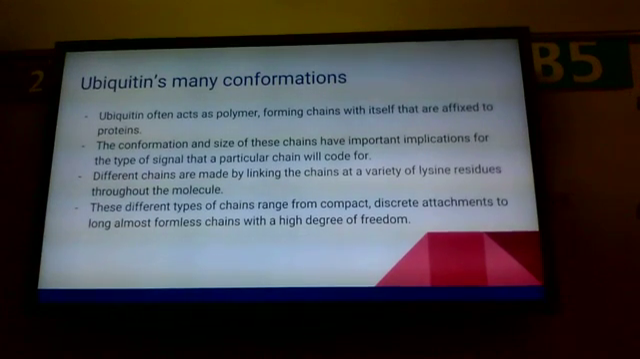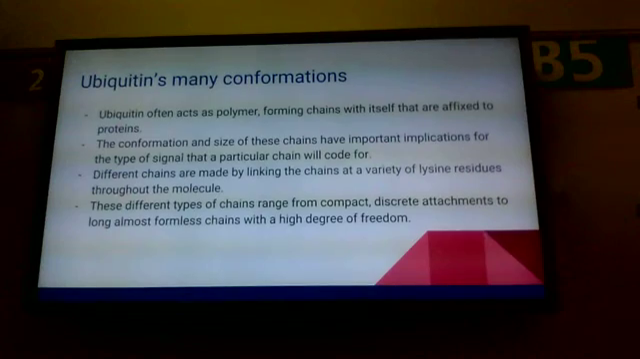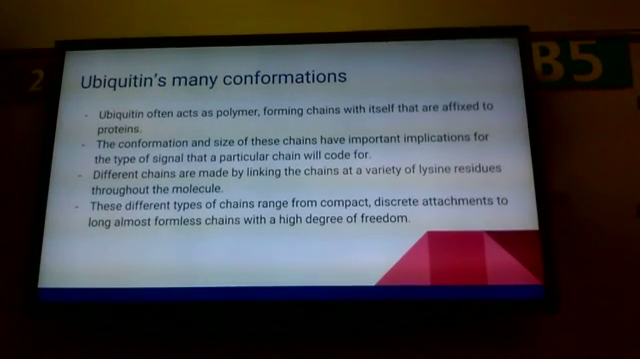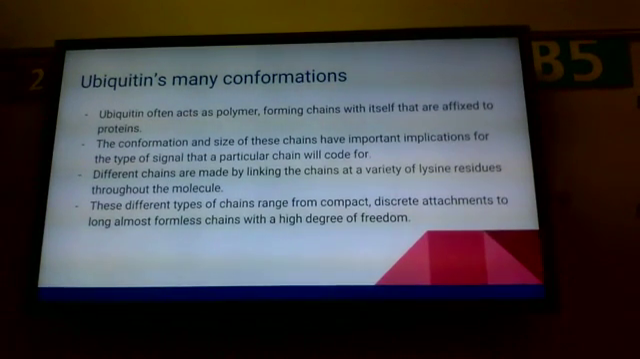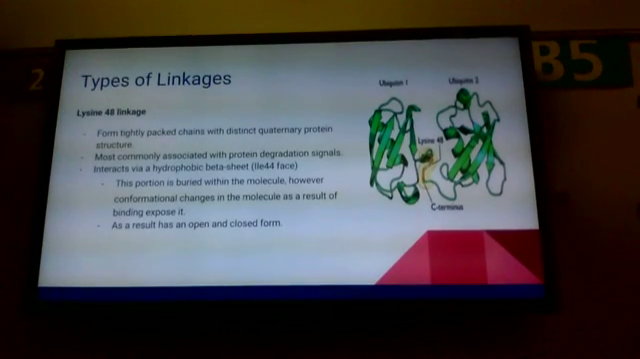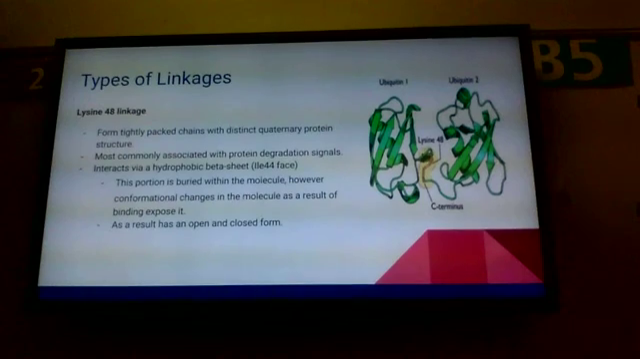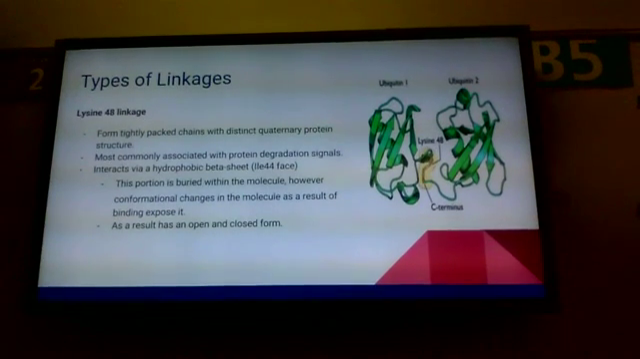While monoubiquitination is possible, ubiquitin often acts as a polymer, forming a multitude of different chains. These chains are differentiated by which lysine residue they are linked to, with different types of lysine linkages having different properties and conformations. A lysine 48 linkage forms a tight, discrete cluster, which often marks for proteasome degradation.